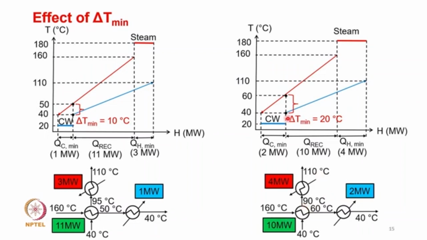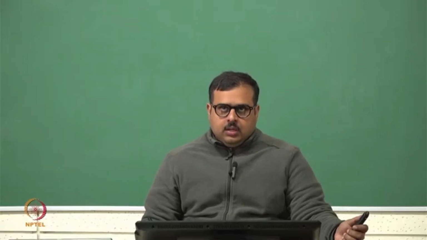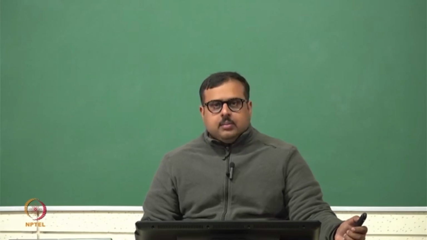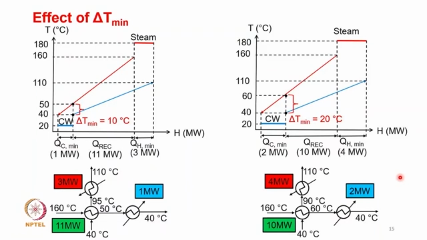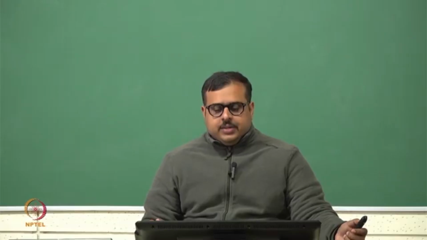So by manipulating the delta T min, you can increase the coverage and thereby minimize the external additional cooling duty or heating duty that you need to bring in to have the desired outlet temperature for the hot stream and the desired outlet temperature for the cold stream. The way in which you could manipulate, I think that is what we are going to study at a later time, and this would result in the maximum energy efficiency.